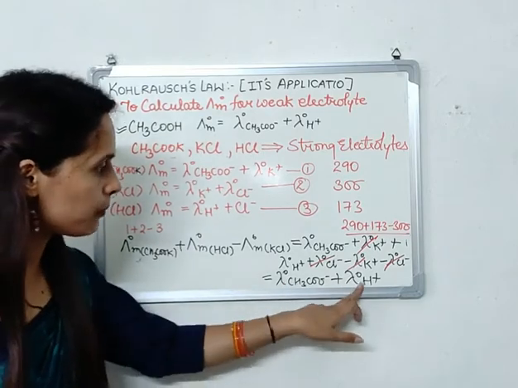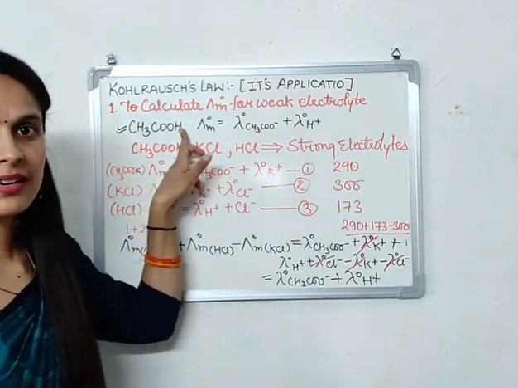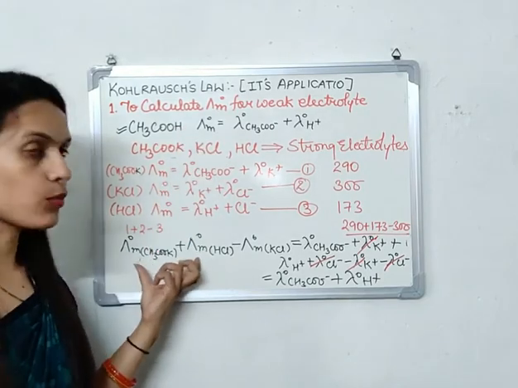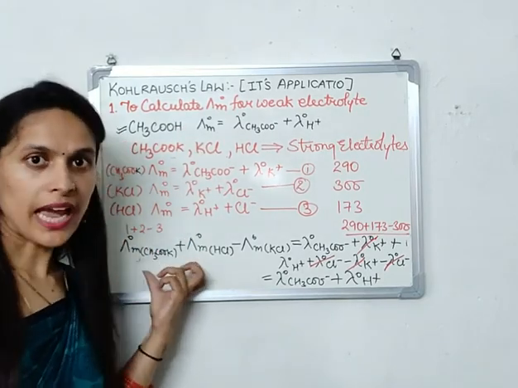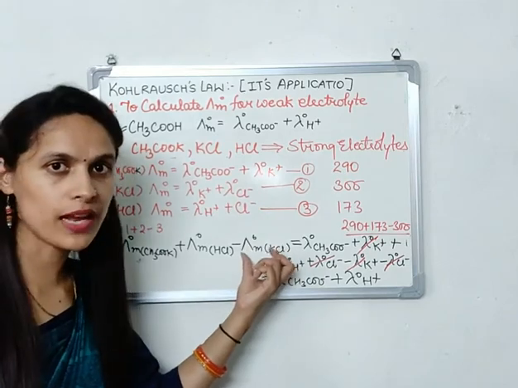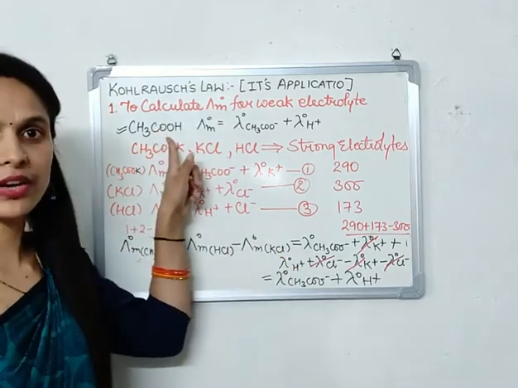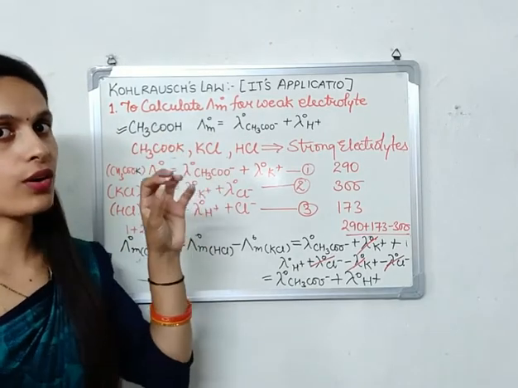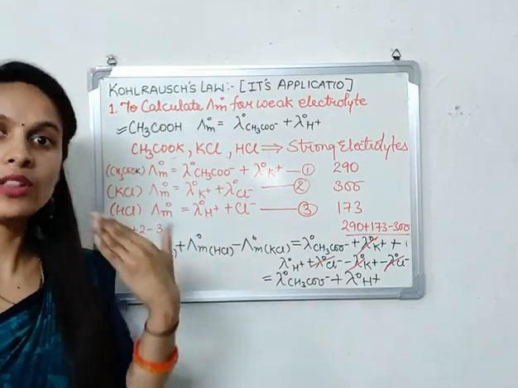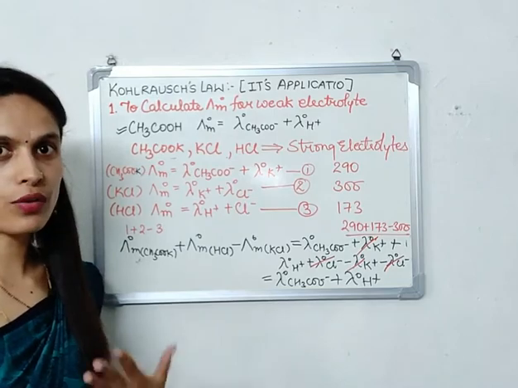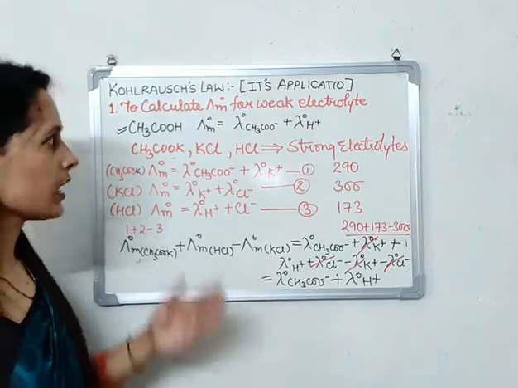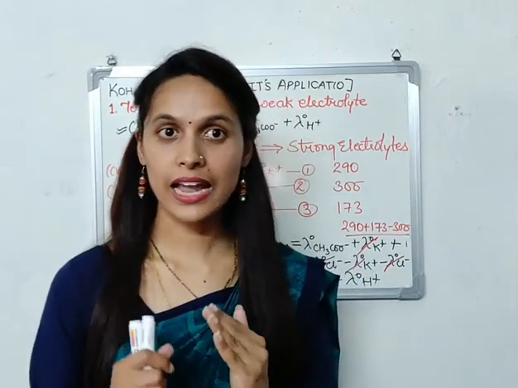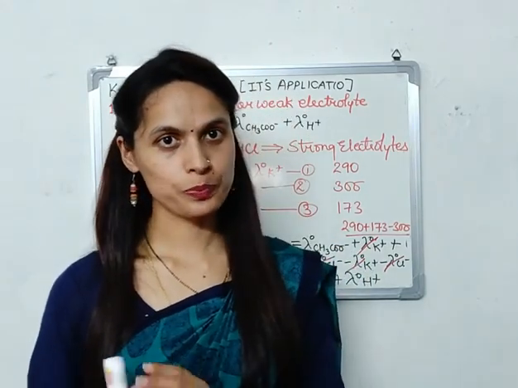And with the help of this, what can we measure? Lambda m naught for CH3COOH. So by adding the molar conductivity of these two and then subtracting this value, we get the molar conductivity of CH3COOH. So by using both statements of Kohlrausch's law, we can easily calculate lambda m naught for a weak electrolyte. I hope it is clear to you.